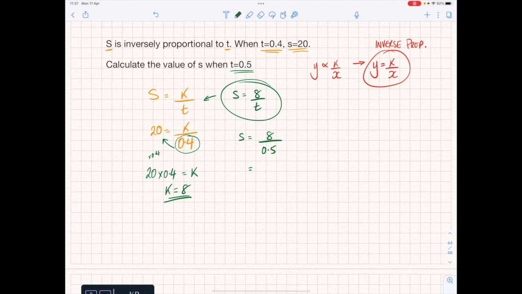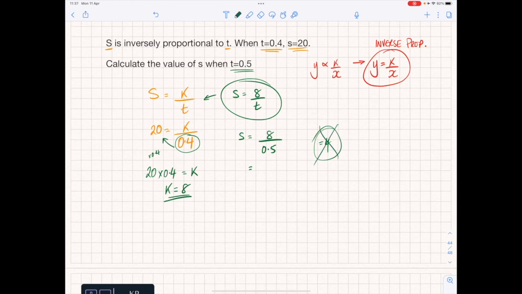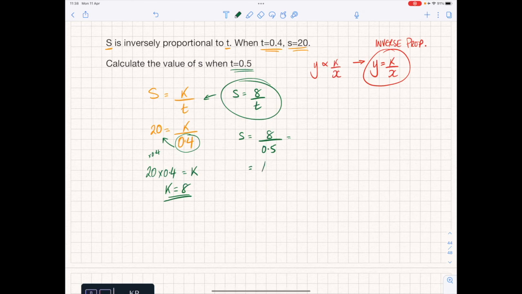Now, you need to be very careful here because a lot of people would put an answer down as 4. 8 divided by 0.5 is not 4. Okay, 8 divided by 2 is 4. So you need to be very careful. 8 divided by 0.5 is actually 16. Okay, because you're effectively timesing 8 by 2. So s would therefore be equal to 16 in this example here.